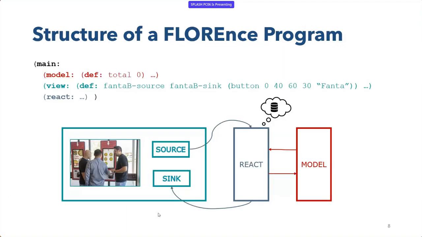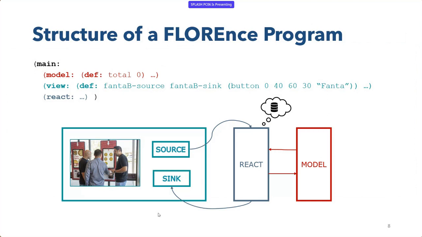So this is the layout of a FLOREnce program, and FLOREnce has three big parts. The first part, the model part, is where the developer can define variables. The second part is where the graphical user interface is defined. And the third part is where the programming logic is defined.